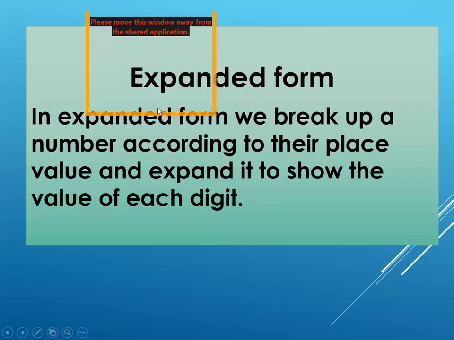Now I am going to tell you what expanded form is. In the previous class you learned expanded form of a 2-digit number. In this class you will learn expanded form of a 3-digit number. In expanded form we break up a number according to its place value and expand it to show the value of each digit.